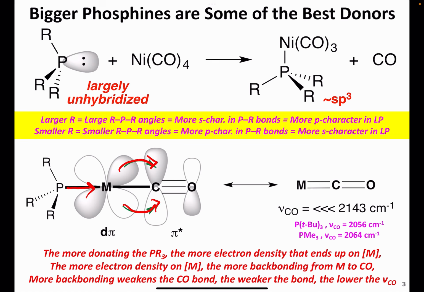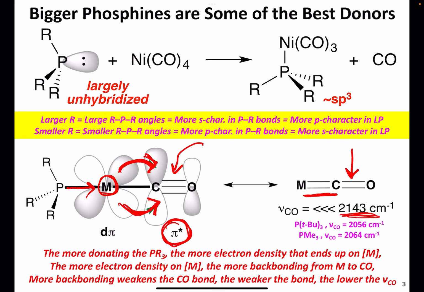Well, the more electron density that is on the metal, the more back bonding that occurs. The more back bonding that occurs, the more the MC single bond starts to look like an MC double bond. At the same time that it's dumping electron density onto CO, notice that it's dumping into an anti-bonding orbital on CO. Well, the more electron density you dump into an anti-bonding orbital, the more that CO triple bond starts to look like a CO double bond.